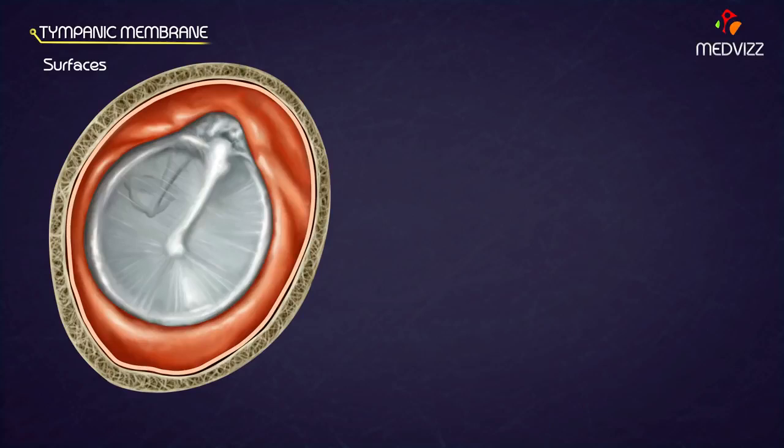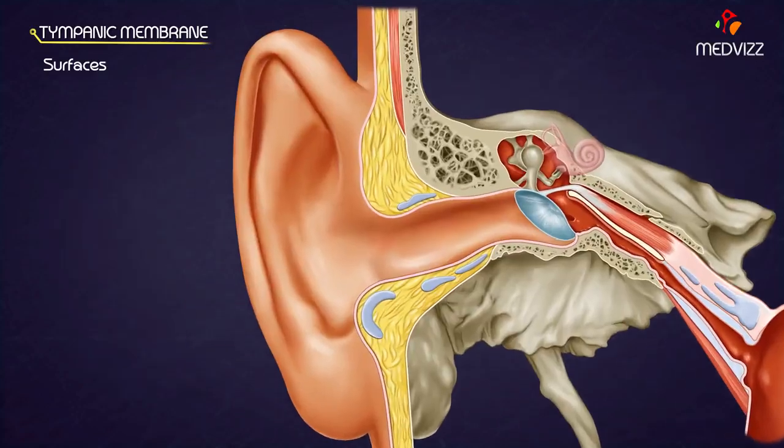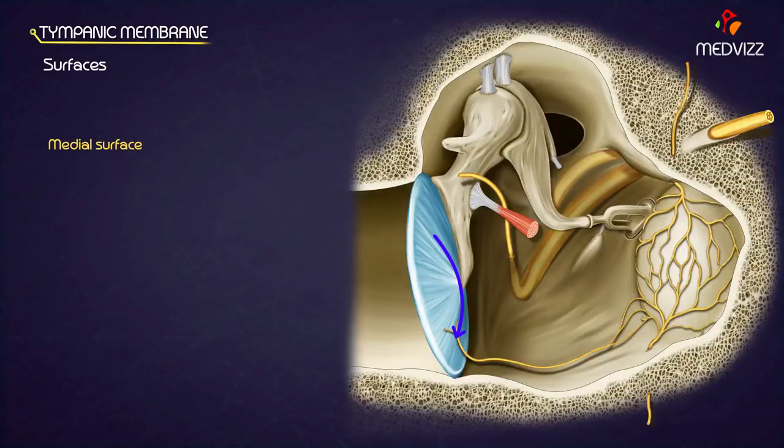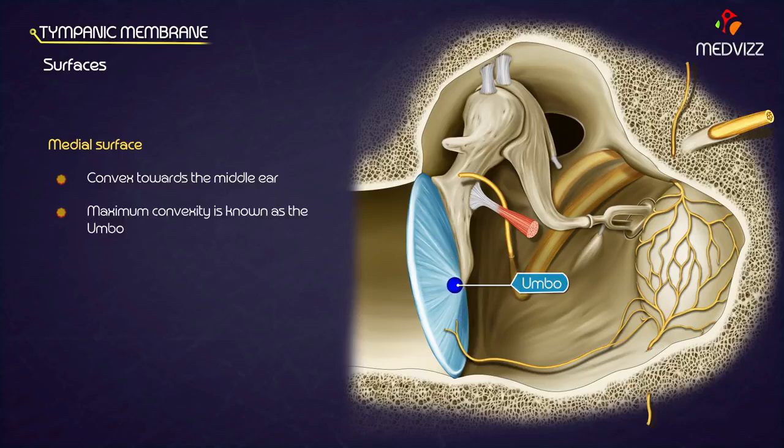Surfaces. The tympanic membrane presents with a lateral and medial surface. The lateral surface of the tympanic membrane is concave towards the meatus and is directed downwards, forwards, and laterally. The medial surface is convex and bulges into the middle ear. The point of maximum convexity is known as the umbo.